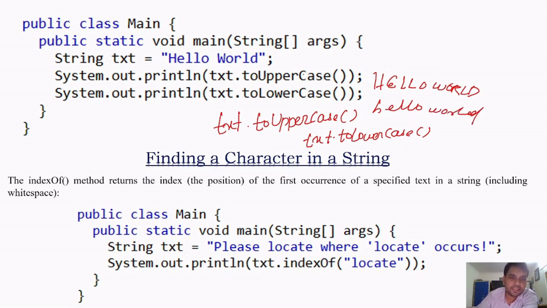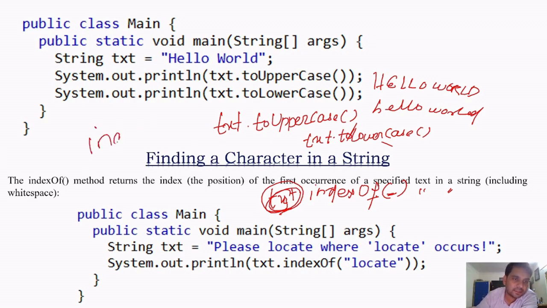Okay. So the next is finding a character in a string. If you want to find a character in a string, then you have to use a command. The syntax here is txt.indexOf, with a capital O in indexOf. Then you have to write in double quotes which character exactly you want to find. txt is not fixed. txt will vary. It will depend on the name the user has allocated. So txt is not a fixed command here.